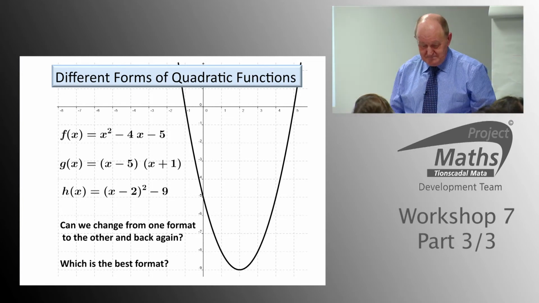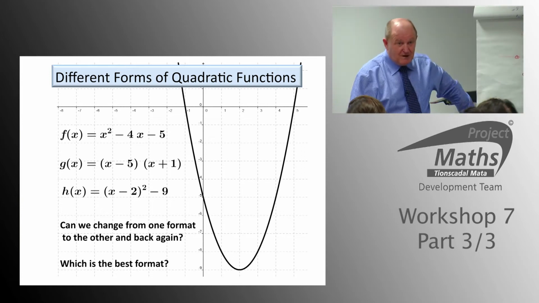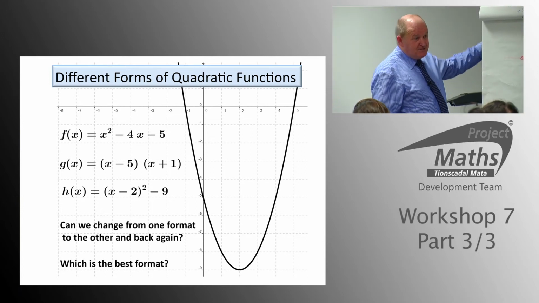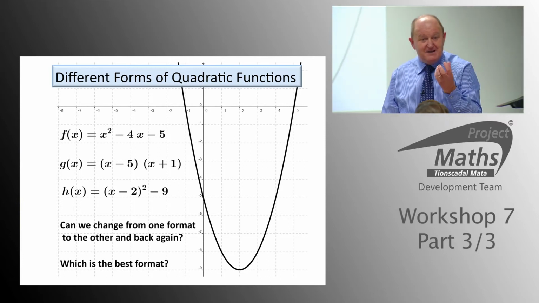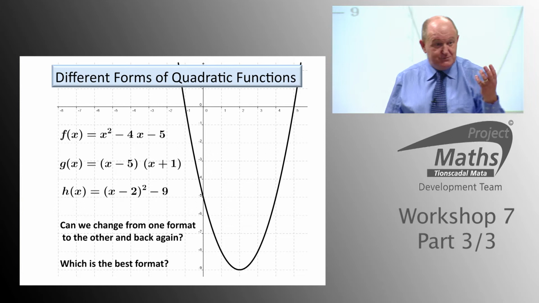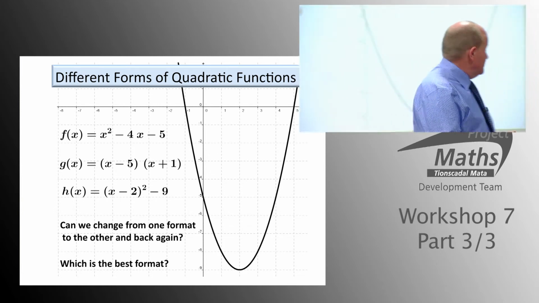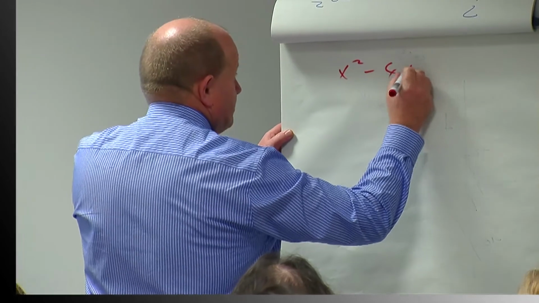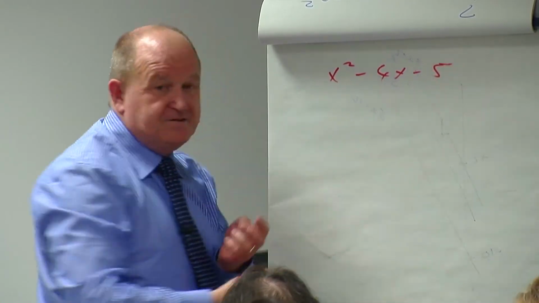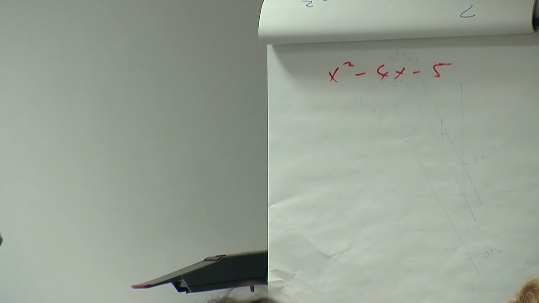Complete the square. Now, completing the square has not been mentioned at junior cert level, but it's a very handy thing to have in your armory when you're dealing with junior cert quadratic graphs. So if we take x squared minus 4x minus 5, how do we complete the square on that? In other words, get it from that form to that form there.